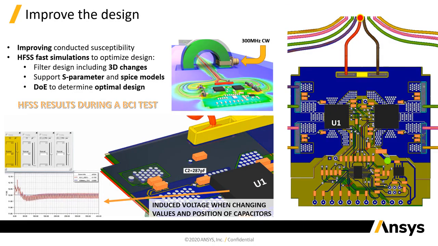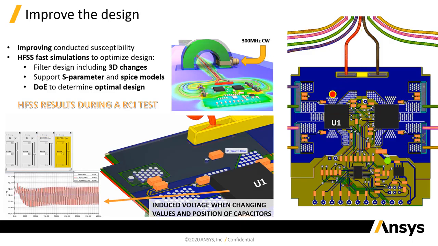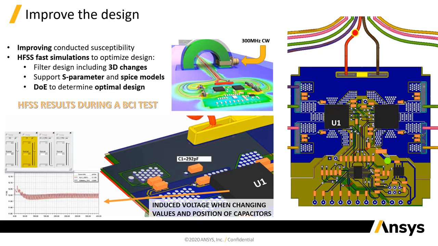Another improvement that can be made is an example for a bulk current injection. We have a 12 volts DC that comes from that red cable on the right, and we should have ideally 12 volts DC on that component called U1. But that's not happening in reality, and in this bulk current injection test, we're injecting a 300 megahertz continuous wave in here. So usually in this particular case, we add capacitors to try to filter that noise.